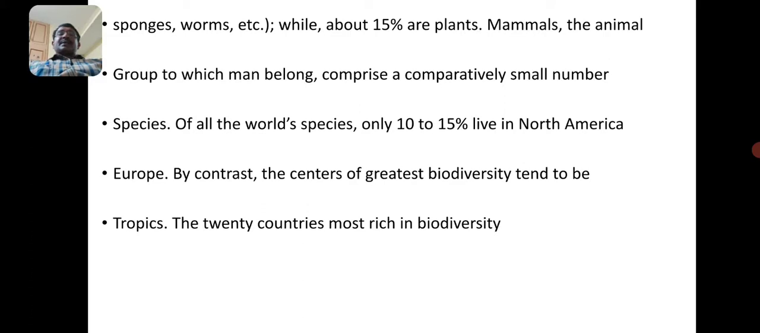Of all the world's species, only 10 to 15% are in North America and Europe. By contrast, the centers of great biodiversity tend to be in the tropics, and 20 countries hold most of the rich biodiversity.